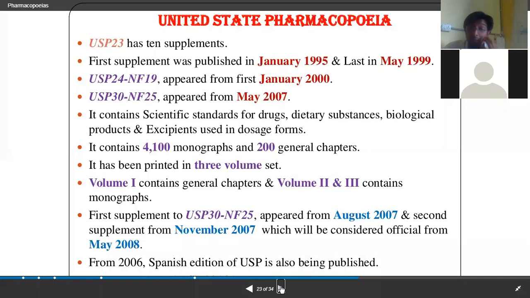From 2006, a Spanish edition of USP is also being published. So even USP was published in a Spanish edition. Till then it used to be published in Latin and English, and after 2006 it is published in a Spanish edition also.